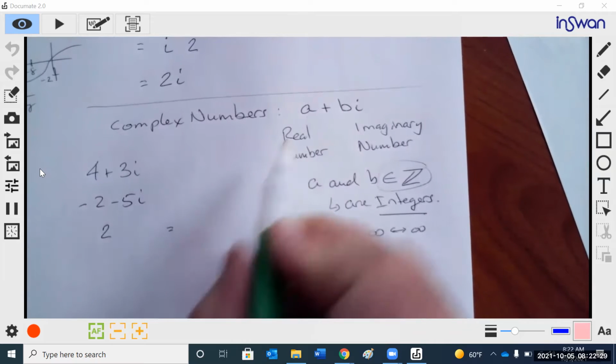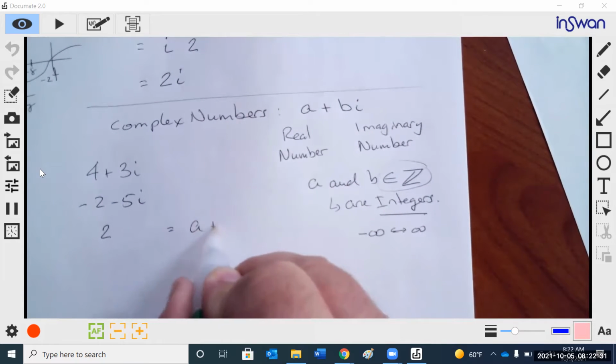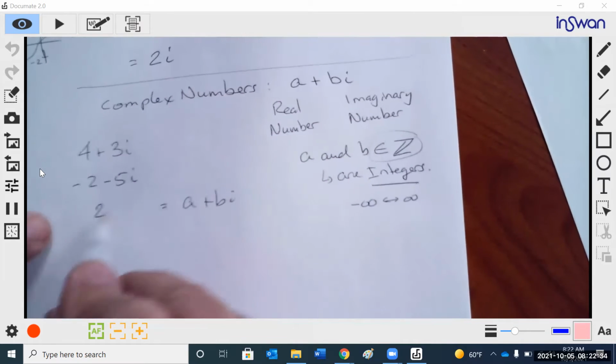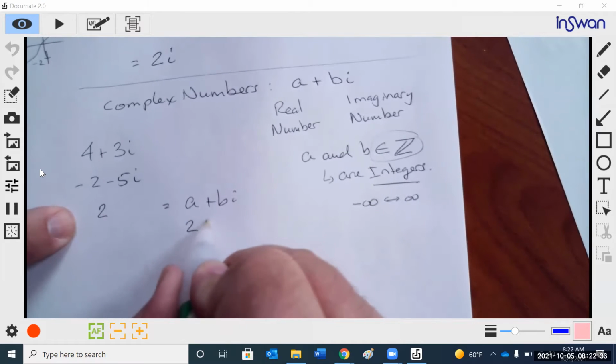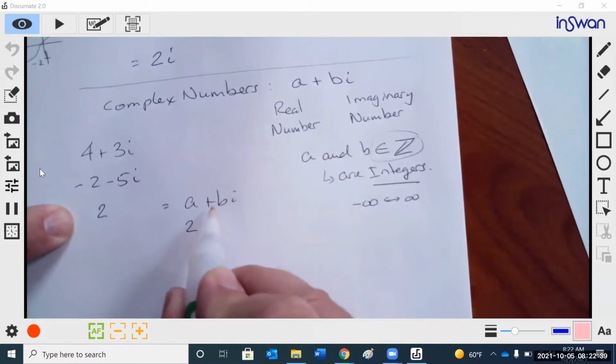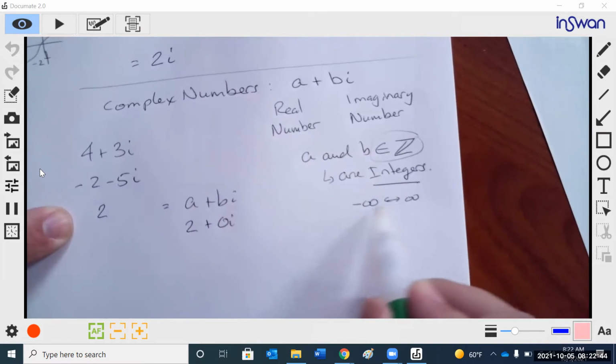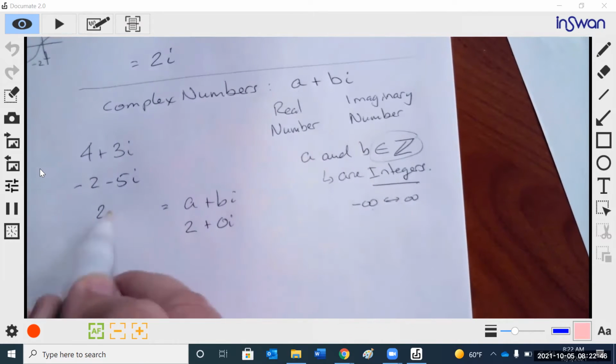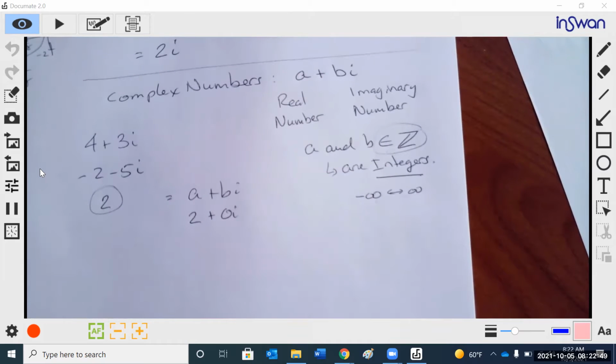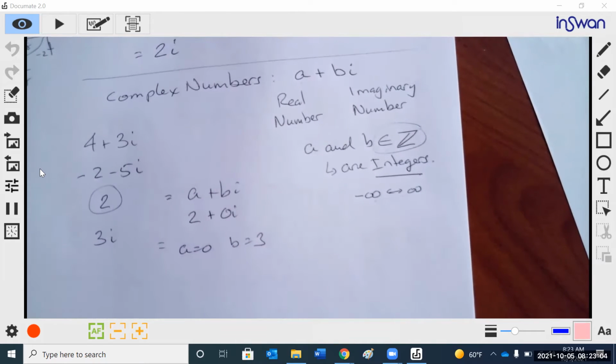Think of this. We have a plus bi. So this is the real number, right? So that's a 2. Since there's no i, what is the value of b? Is that one of the integers? So this is a complex number. That's a complex number, where here a is 0 and b equals 3.